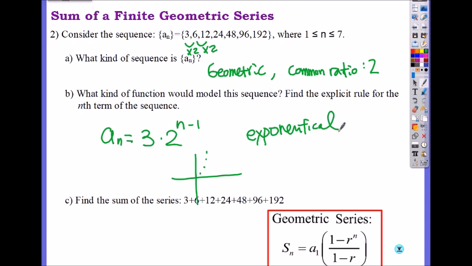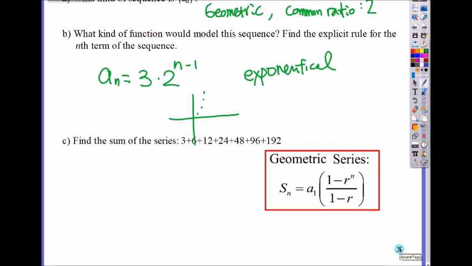Graph. And now, how do you find the series? Let's plug into this formula. Find the sum of the series from 3 to 192. And what's the pattern? Times 2. So it is geometric. And how many terms? How many terms are we adding? 1, 2, 3, 4, 5, 6, 7. So n is 7.